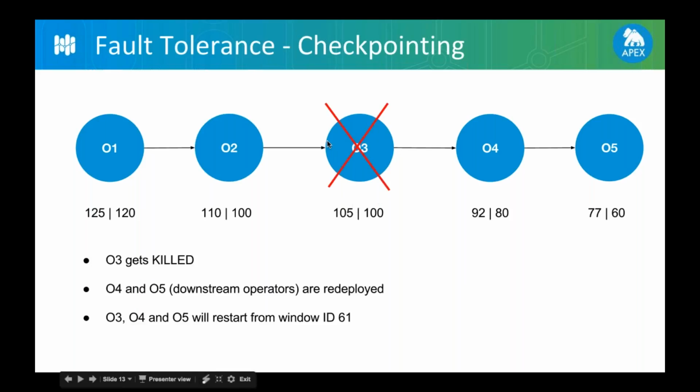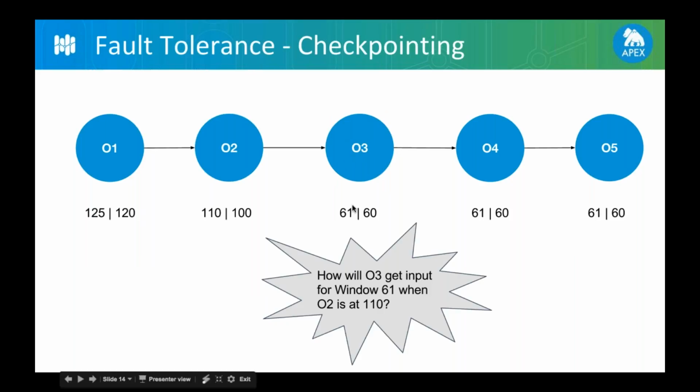So what Apex does is, once it determines that this operator is no longer performing, it would undeploy this operator, and the operators O4 and O5 as well. So undeploy, and after undeploying, it would redeploy all of these operators O3, O4, and O5. Also, the last checkpointed state for O5 is at 60, right? So to ensure that there is consistency in the application, all of these 3 operators O3, O4, and O5 will start from window ID 61, basically the window ID after the last checkpoint. So after the application has started, this would be the window ID from where the processing would start again.